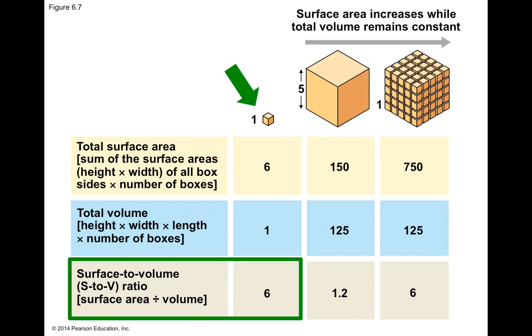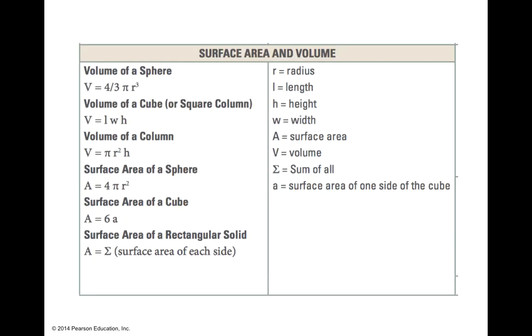Just a side note, you may be asked by College Board to calculate surface area to volume ratios of cells that could have the shape of a cube, rectangle, or sphere. The formulas to do these calculations are on your formula sheet, so you do not need to memorize this. You just need to know which one to use and how to use it.